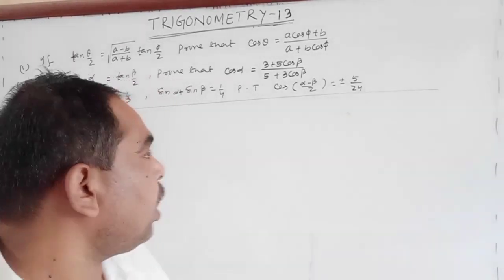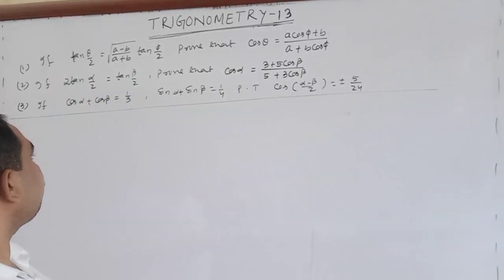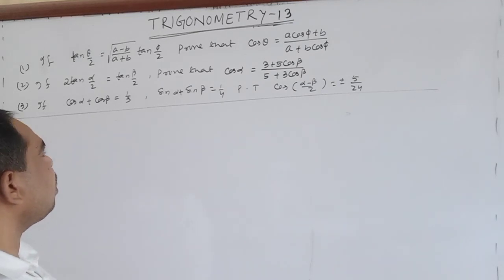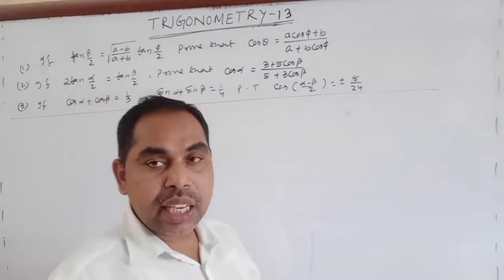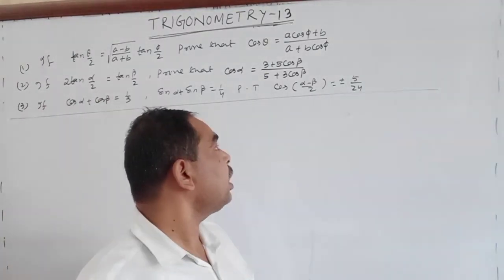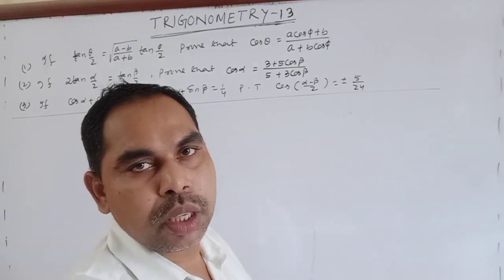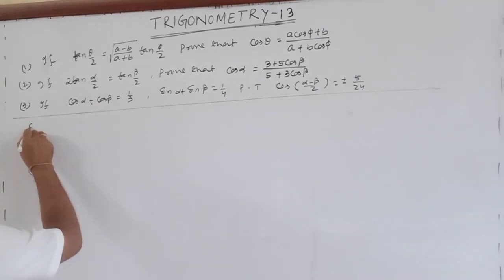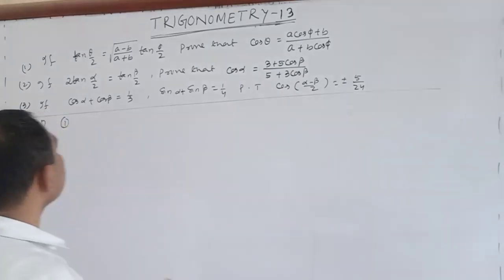Question number 1: if tan theta by 2 is equal to square root of a minus b by a plus b into tan phi by 2, prove that cos theta is equal to a cos phi plus b divided by a plus b cos phi. The solution.